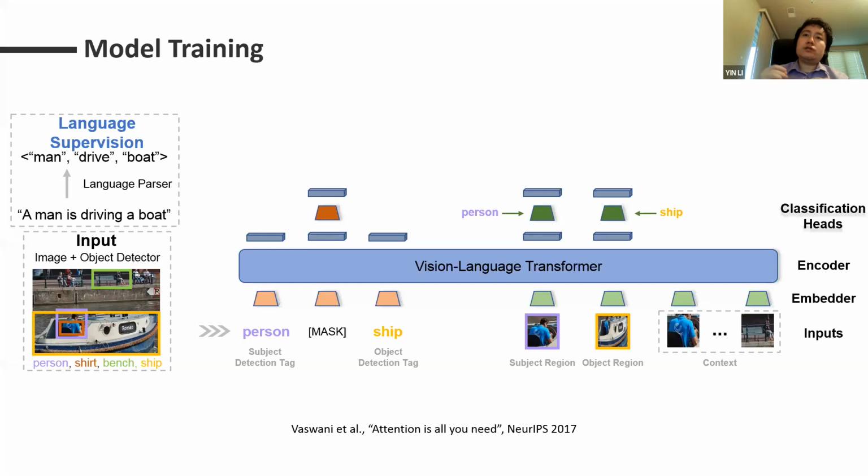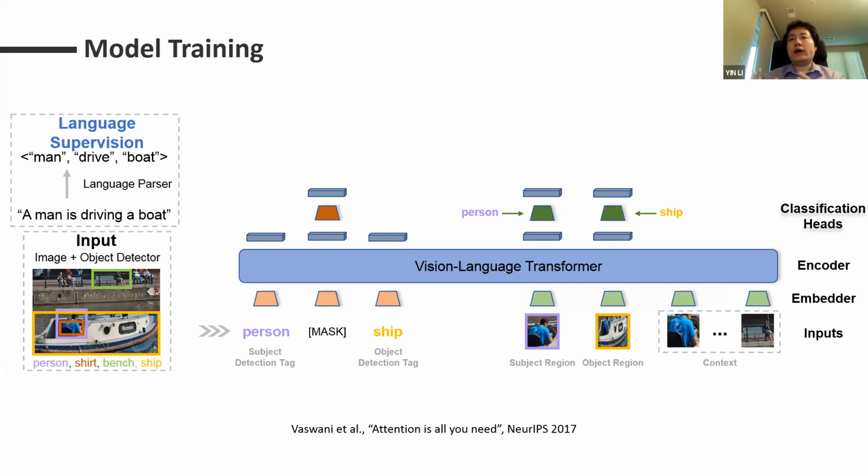And then we train this vision-language transformer. What it does is, it's really just a vanilla transformer model that takes two parts of input. On one part, we have the input text tags from the object detector outputs.